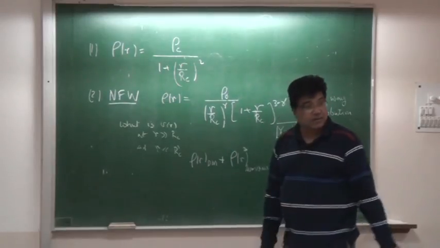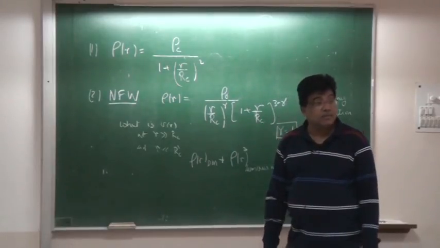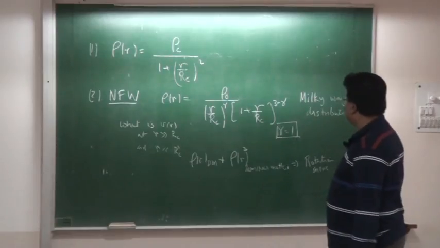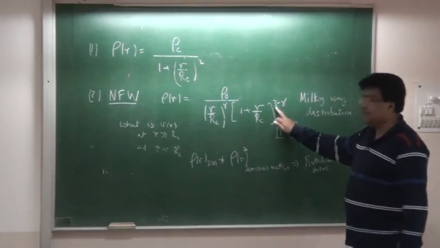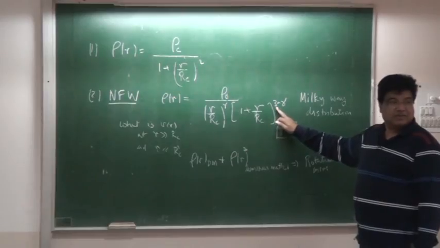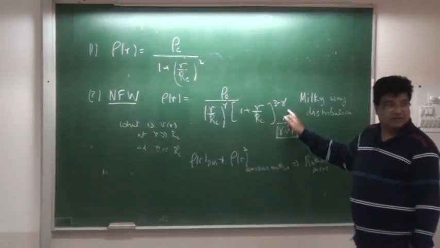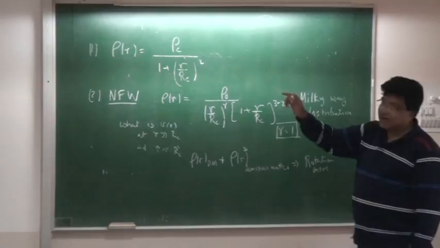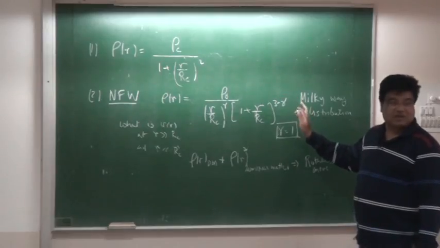Is that 2 minus gamma? Hmm? The power is 3 minus gamma. It's not 2 minus gamma. So it doesn't fit that actually. So that was only dark matter. So this is a significant deviation from that.